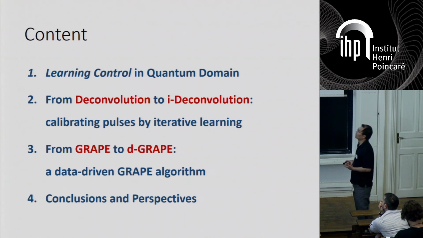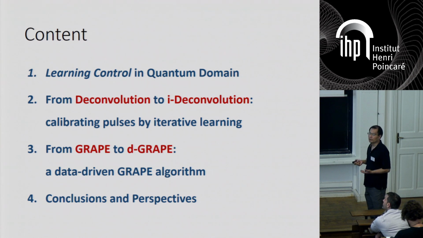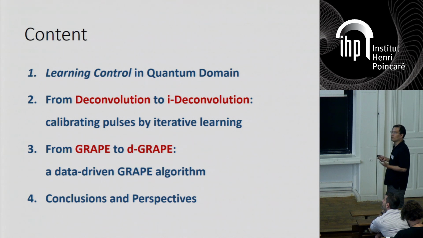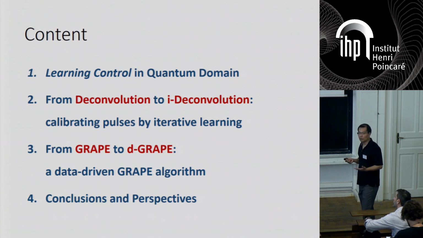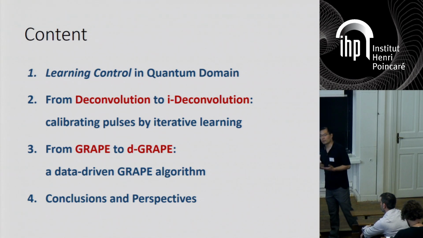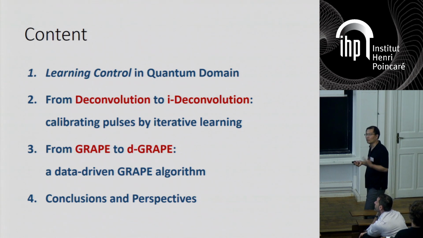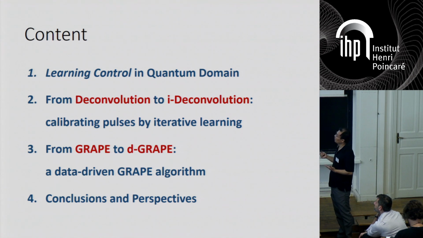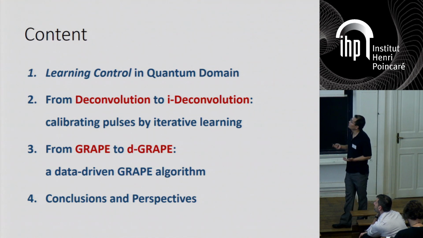Firstly, I'm going to talk about some ideas in quantum learning control. Then I use 2 examples showing how you can use iterative learning to improve some very standard algorithms for optimizing quantum control. One is deconvolution for calibrating the control pulses, which is often used in microwave control. The other is GRAPE, which I think everybody knows. Traditional GRAPE is offline, open loop. But if you combine GRAPE with data to change it into an online fashion, I propose the so-called d-GRAPE algorithm, using a data-driven model for GRAPE. Finally, the conclusion and perspectives will be given.